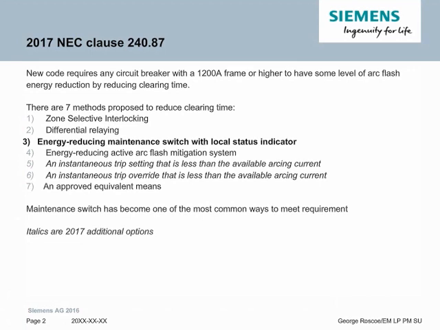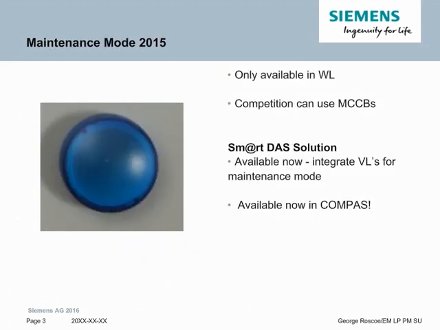By far the most common is the energy reducing maintenance switch with local status indicator. In 2015, Siemens' solution to the maintenance mode switch was only available in the WL. We heard the competition could use multi-case circuit breakers, and this put us at a competitive disadvantage. Last year we launched the Smart DAS solution, which allows us to integrate VL breakers into the maintenance mode family. This solution can be used on switchgear, switchboards, and P4 and P5 panel boards. It's available in Compass now as a standard.